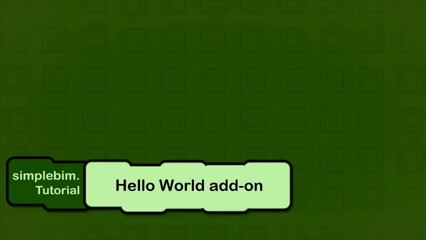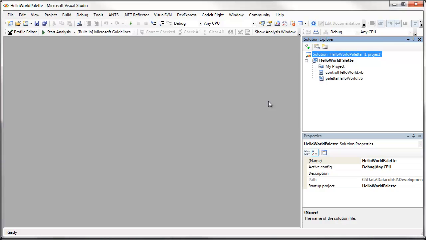In this video, I'm going to show you how to create an add-on to the simplebim application. We are now in Microsoft Visual Studio, and I've created a solution called Hello World Palette with a project called Hello World Palette. First, we have to set some references to the simplebim DLLs.